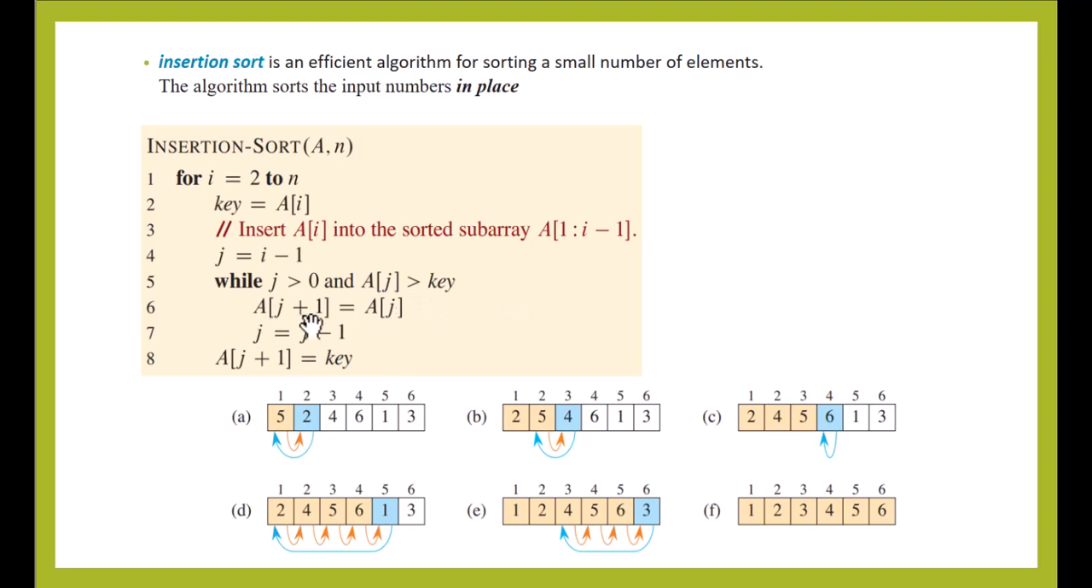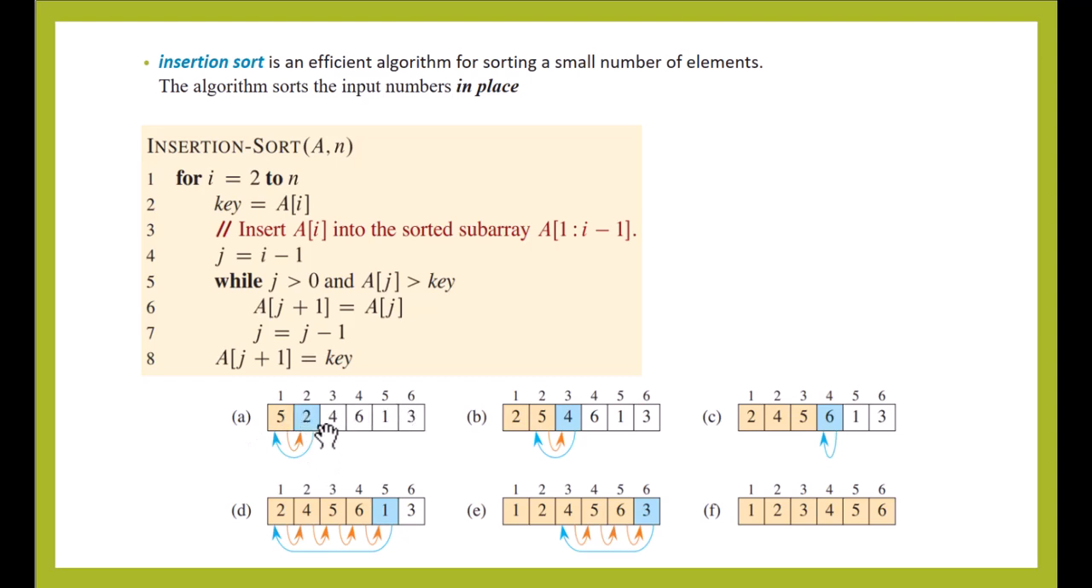A[j plus 1], which is the place of the key in this first step, we make equal to A[j], which is 5. It means that we bring 5 from the first position to the second one, and also we reduce j by 1. j was 1, so it becomes 0. The while loop is no longer satisfied, so we go out of the while loop. Now j became 0, so A[j plus 1] is set equal to the key. We switch them. Now 2 is here and 5 is here.